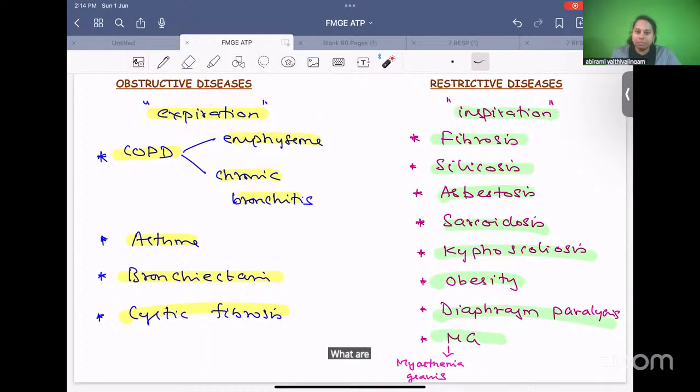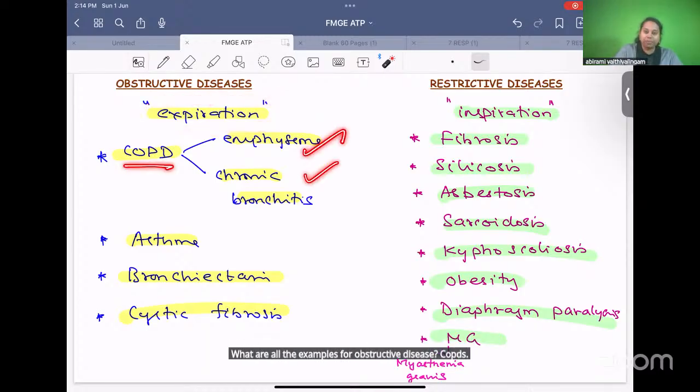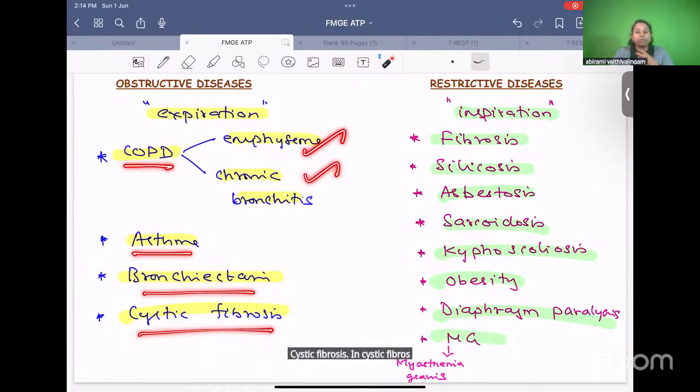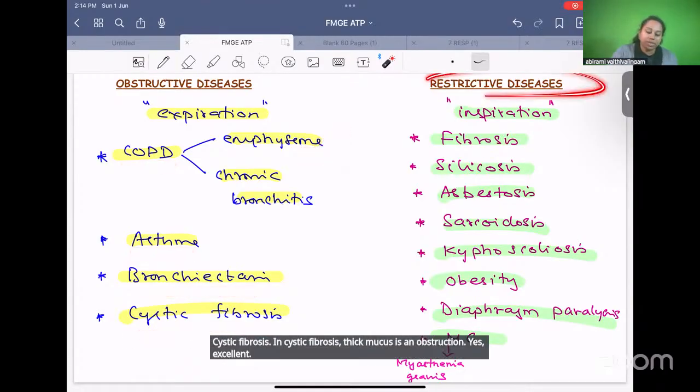What are all the examples for obstructive disease? COPDs like emphysema, chronic bronchitis, asthma, bronchiectasis, inflammation, cystic fibrosis. In cystic fibrosis, thick mucus is an obstruction. Yes, excellent. What is a restrictive disease?